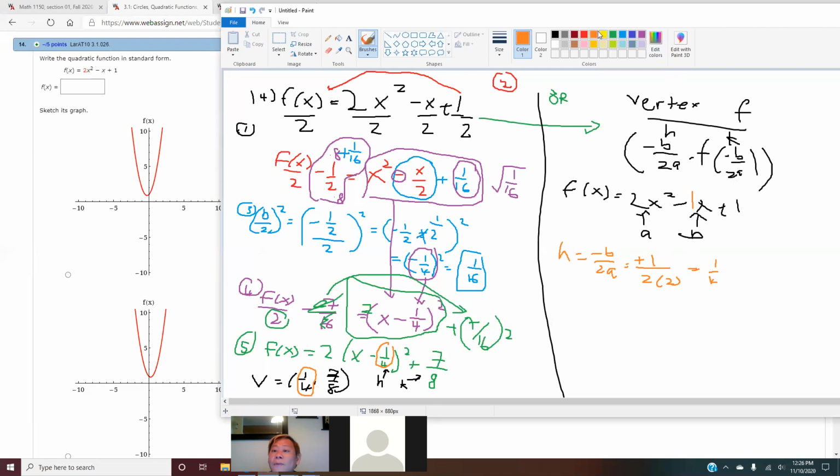And then next we have to find the k. So how do we find k here? What this means is that whatever you found for your h, plug it back in for your x. So in this case, you have to figure out 2 times (1/4) squared minus 1/4 plus 1. So this is how you do it, and your answer will come out to be 7/8.